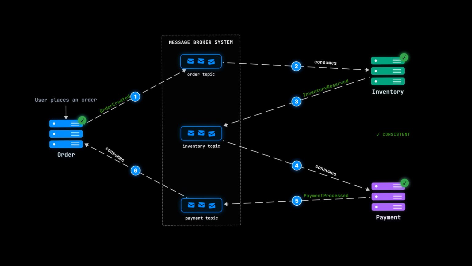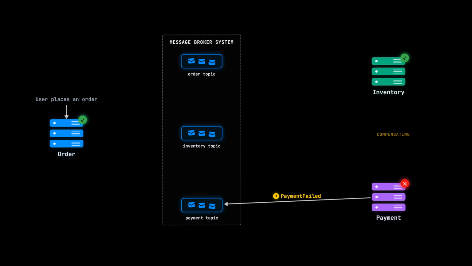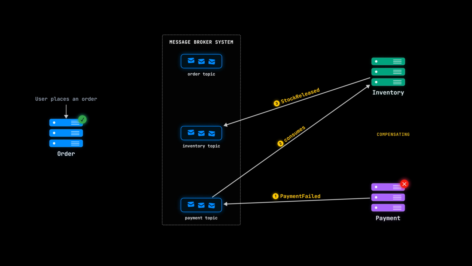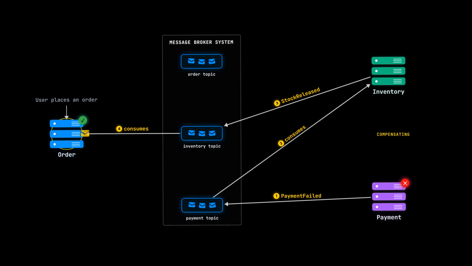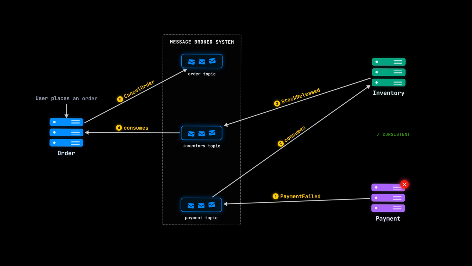But what if payment fails? Payment service publishes payment failed to the payment topic. Inventory service consumes this event. It releases the stock and publishes stock released to the inventory topic. Order service consumes stock released, cancels the order, and publishes cancel order to the order topic. The saga unwinds itself step by step in reverse.